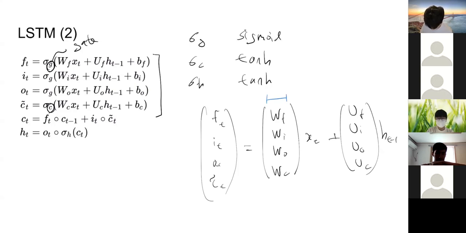And of course you have a bias that's all different. So you have to have concatenation here too. Of course, you have to apply the sigmoid and the tanh differently.